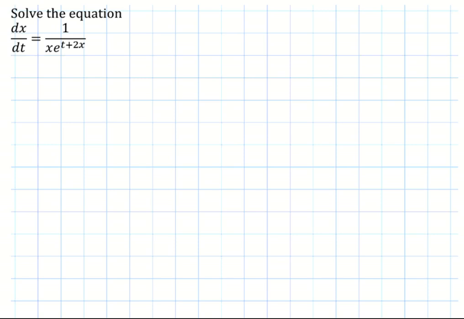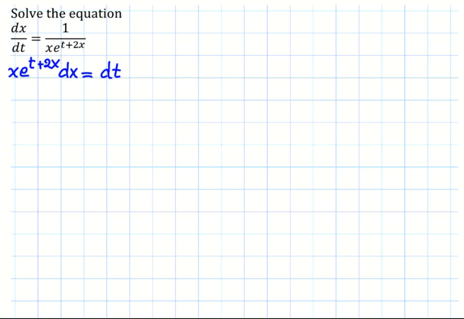Solve this equation. This is a separable equation, but before we do anything, let's try to simplify. I would cross multiply, and we will have x e to the t plus 2x dx equal dt.